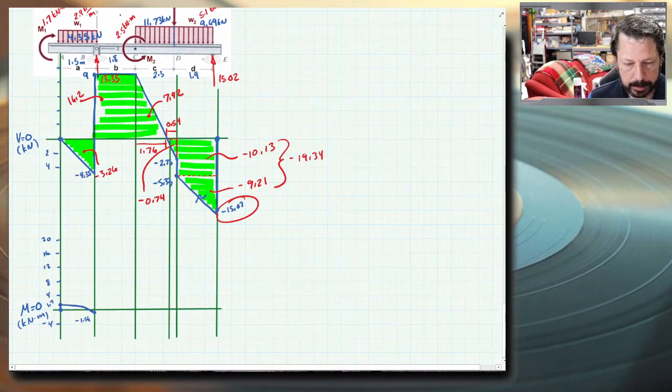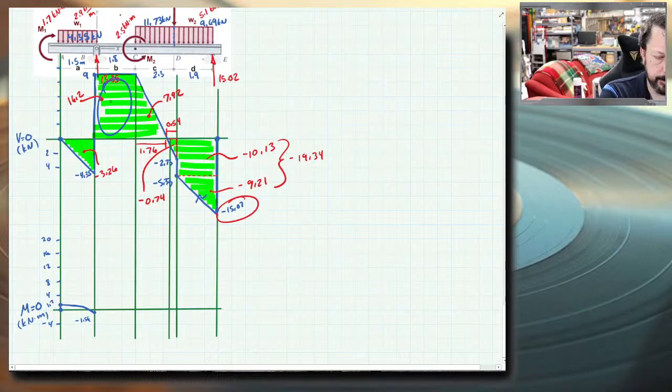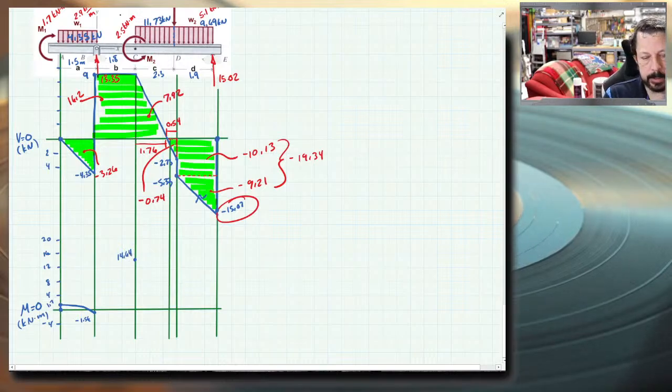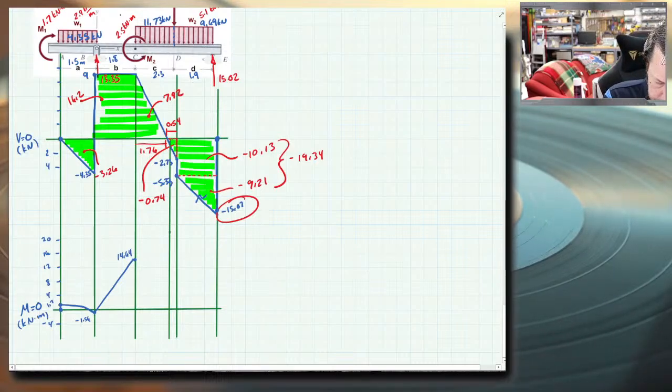Then we have plus 16.2. So that's the area of this guy. So that's 14.64. So right in here. This is a constant shear, so it's straight from the beginning to the end of this little section. So that means a constant slope here. So this is not a curved line, it's straight. Then I add another 7.92, so at 22.56.